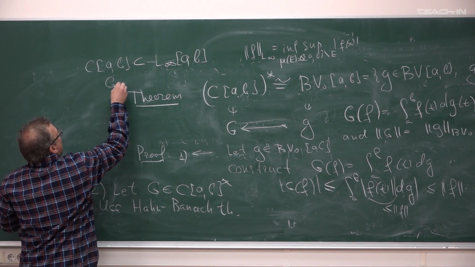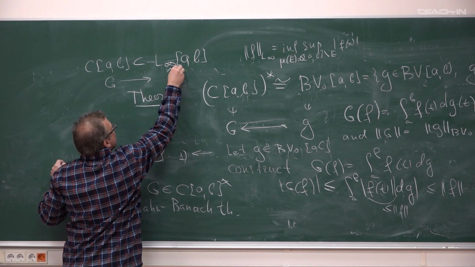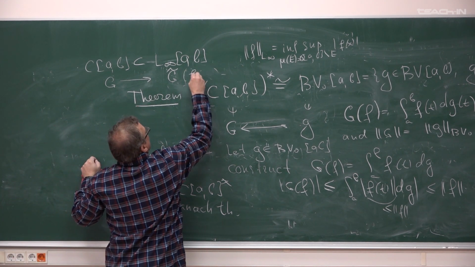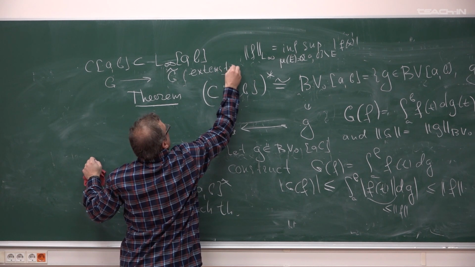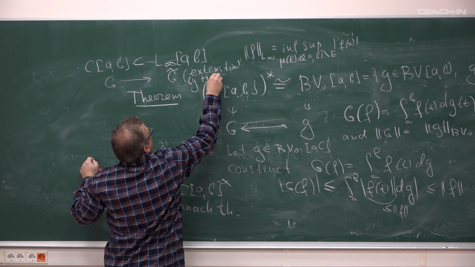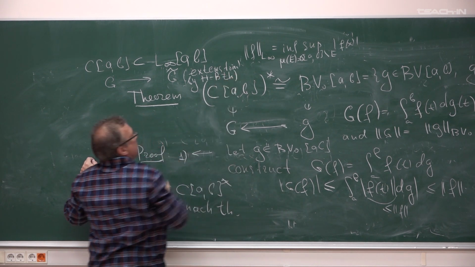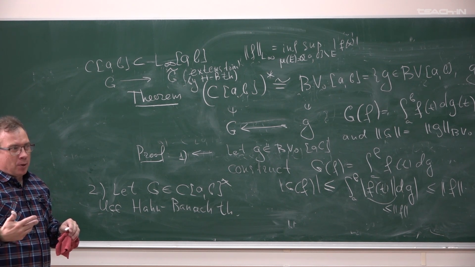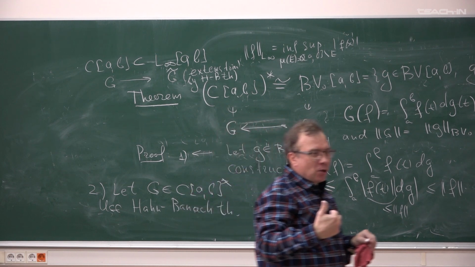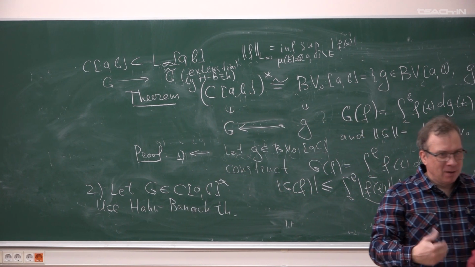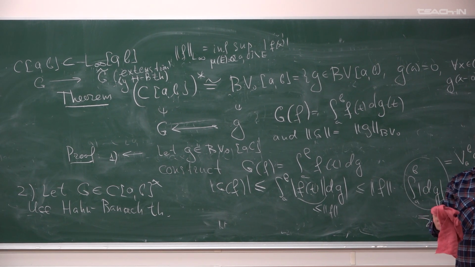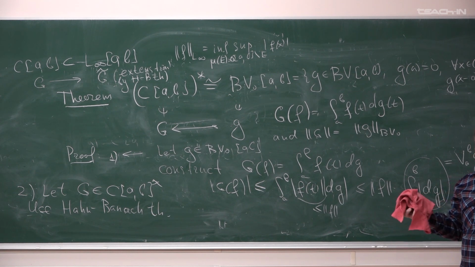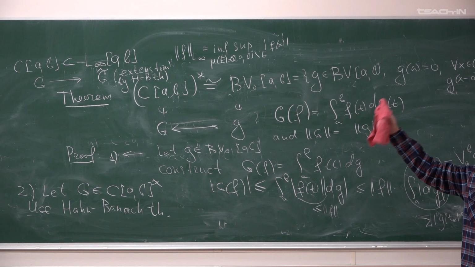Then, by the Hahn-Banach theorem, you can extend this functional. Extension by the Hahn-Banach theorem. Why is this construction useful? Because we can now apply our functional to discontinuous functions. In L infinity, a function can be not continuous. So we can apply capital G tilde to non-continuous functions.